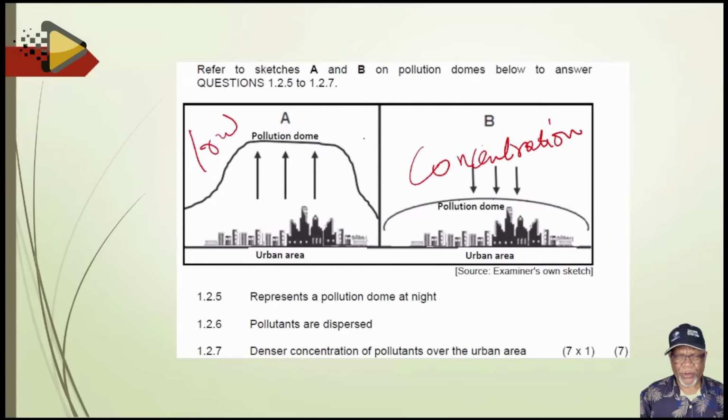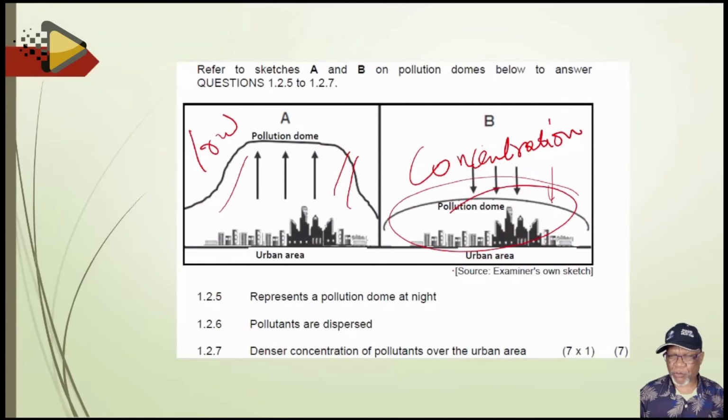Now, let's say they say A and B, you must choose the correct answer between A and B. Which represents a pollution dome at night? This will represent the pollution dome at night because the air at night is colder and the air is subsiding, and then pollutants are dispersed. Here it is during the day. Because the pollution dome is higher, the pollutants will be dispersed in the atmosphere. Denser concentration of pollutants over the urban area, because they are concentrated over a smaller area.